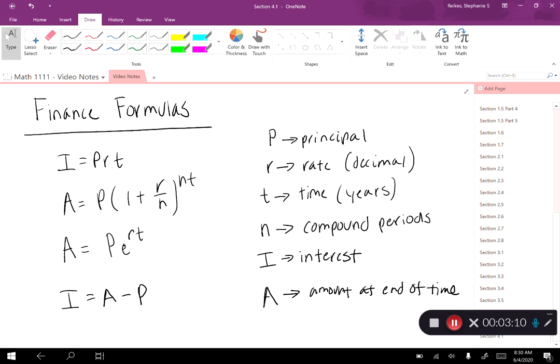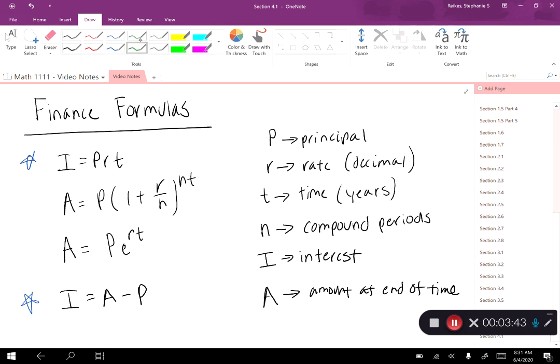I have I equals PRT, A equals P times (1 plus r over n) raised to the nt. I have A equals P times e raised to the rt, and I equals A minus P. So let me know which formula is which. This first one, I equals PRT and I equals A minus P, that represents simple interest.